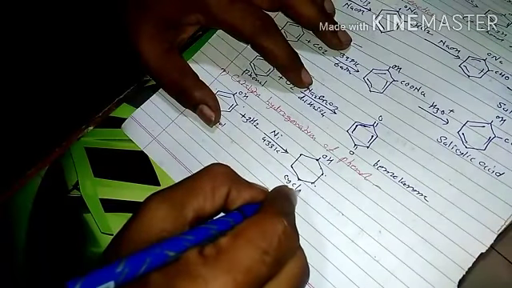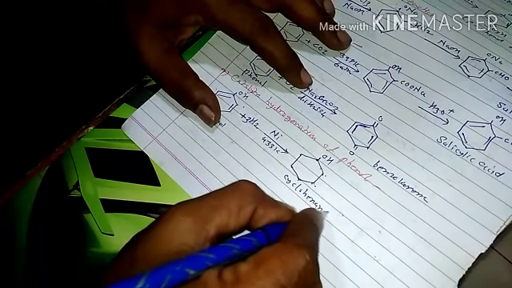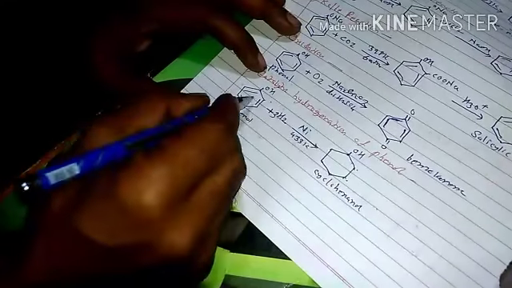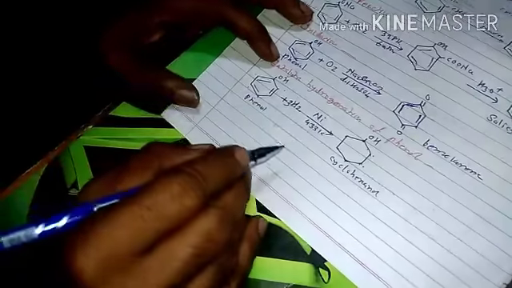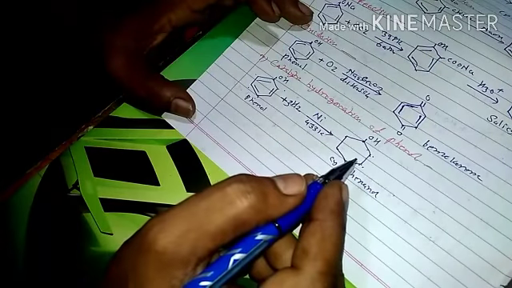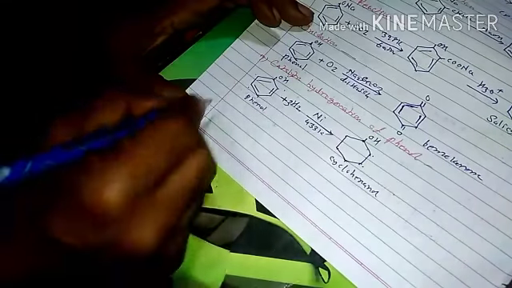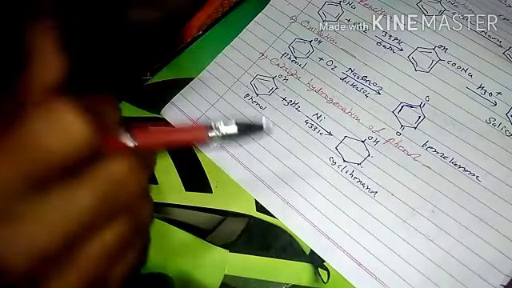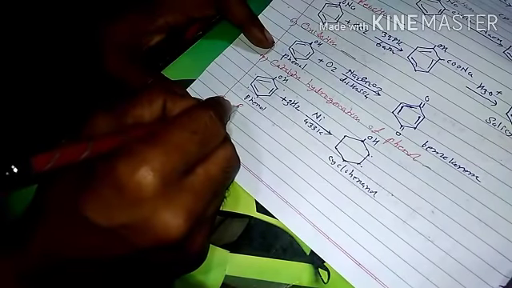See, cyclohexanol. Okay, means what? The unsaturated double bond breaks and single bonds are formed here. Hydrogen gets added. Therefore, it is known as a reduction or hydrogenation. And the last reaction is reduction. It is also again reduction.